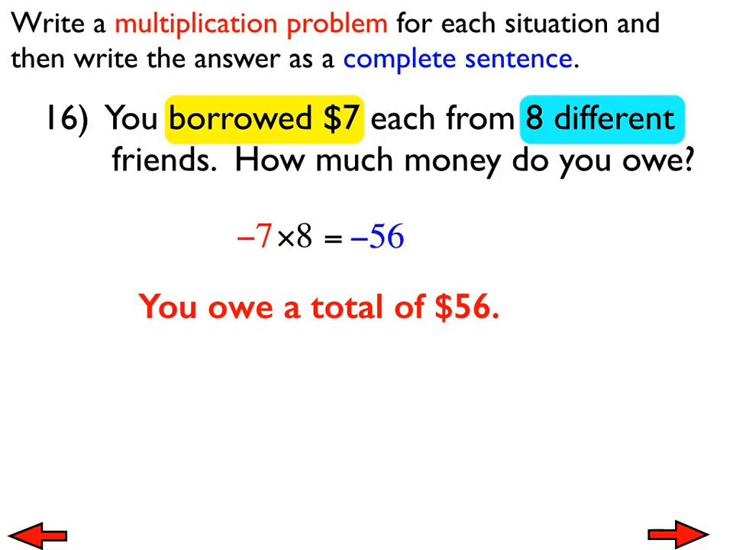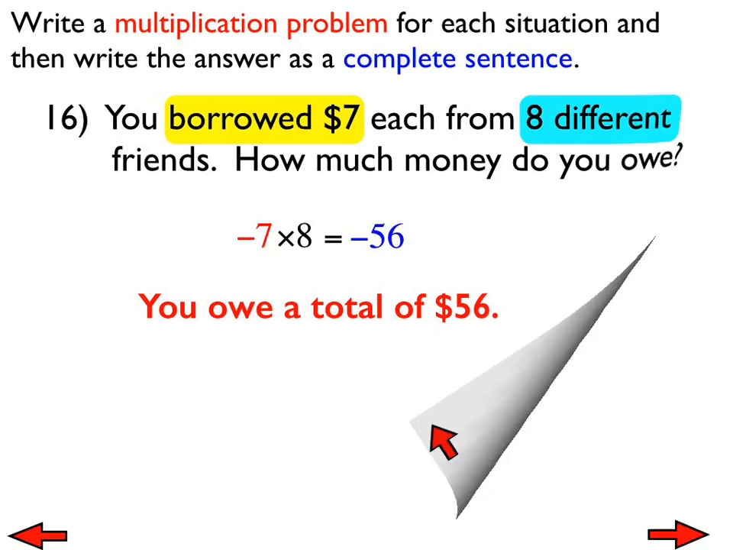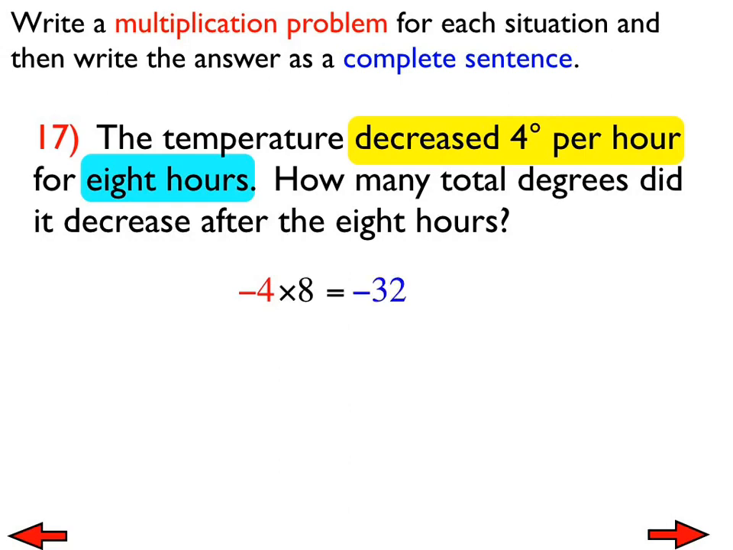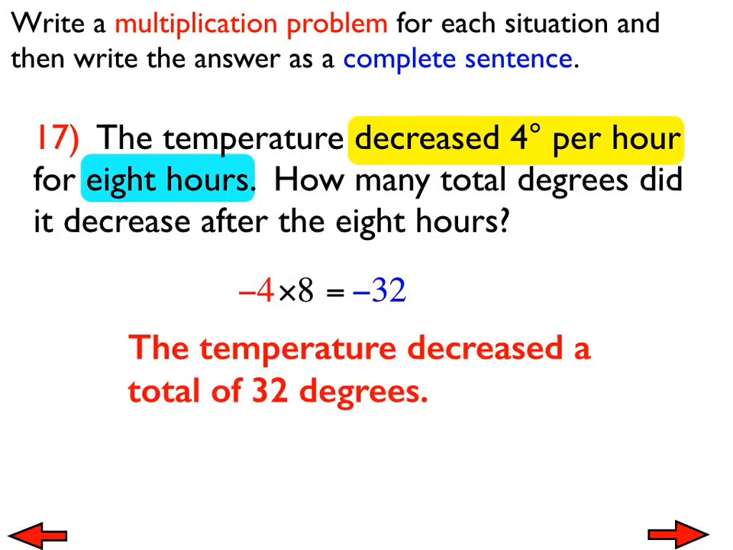All right, can you do number 17 and 18? We'll then compare with our shoulder partner, and then we are finished for today. The temperature decreased 4 degrees per hour for 8 hours. How many total degrees did it decrease after the 8 hours? A math problem that would represent that situation would be the product of -4 and 8. Of course, that product is -32. And so a sentence that represents that situation might be something like this. The temperature decreased a total of 32 degrees.